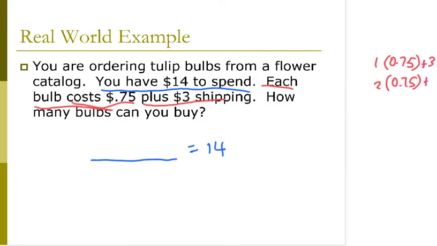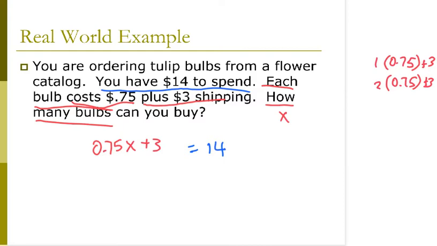So in other words, we don't know the number of bulbs, but we know that we'd have to multiply it by 75 cents. It's asking how many bulbs, so that would be our x, or our unknown. Whatever that is has to be multiplied by 75 cents. So 75 cents times what we don't know, and it says plus $3, so plus $3, and all of that has to have a value of $14. So our equation makes sense so far. Now we just need to solve it.